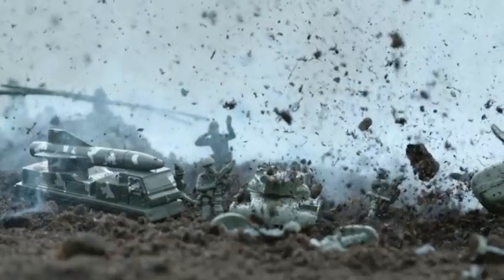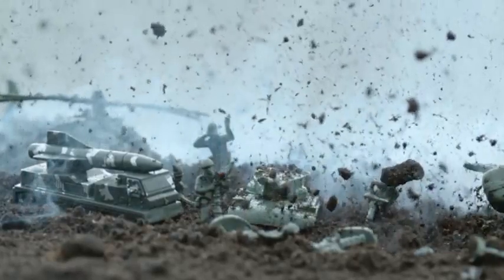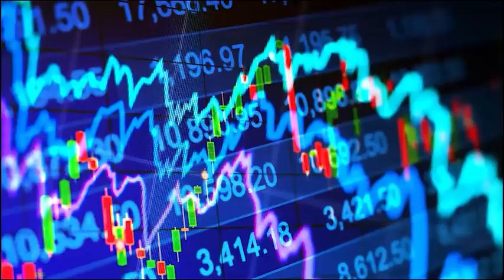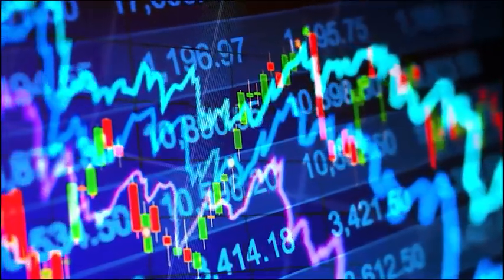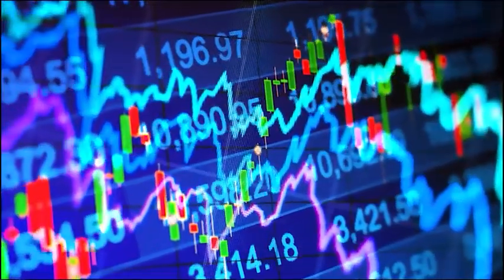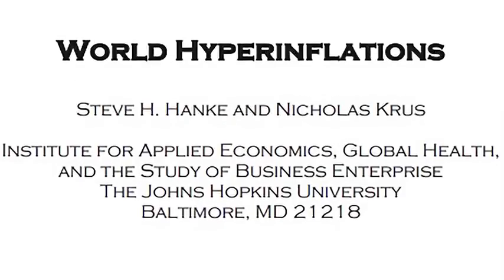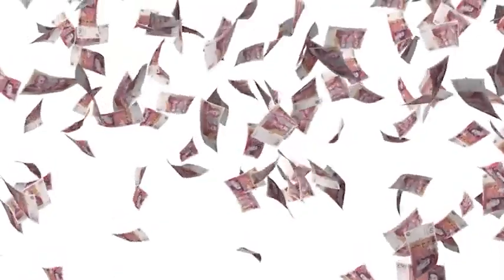Before the First World War, cases of hyperinflation were rare. Prices rose during the French Revolution and American Civil War, but hyperinflation is mostly a modern phenomenon. The following ranking was created by economists Steve Hanke and Nicholas Cruz. So here we go. Let's see which countries produced the 5 worst cases of hyperinflation in the last 100 years.